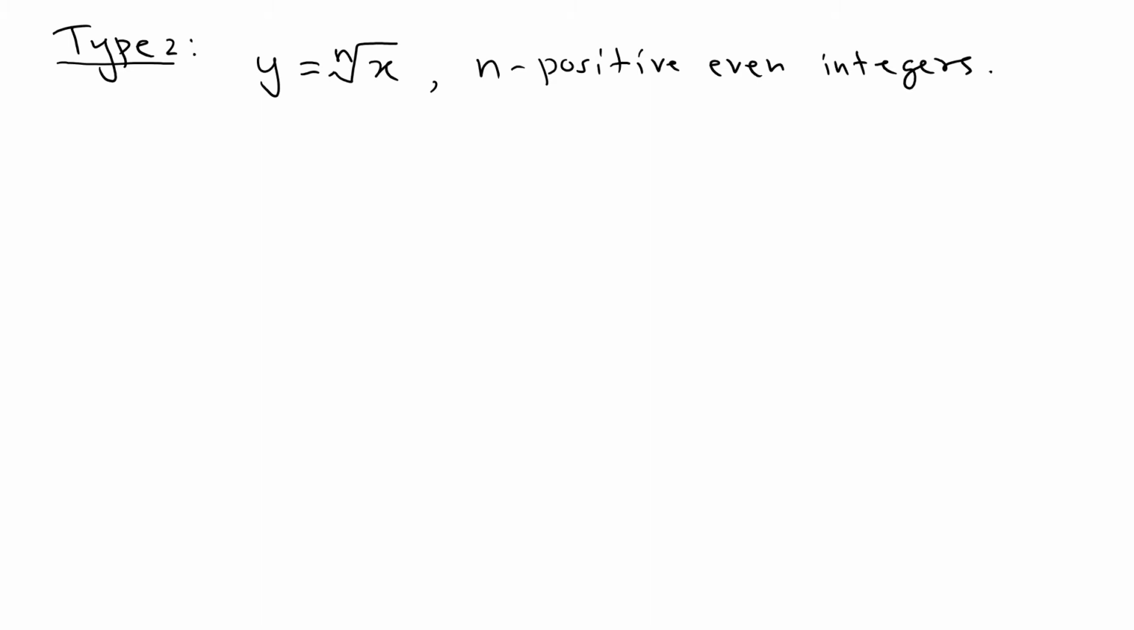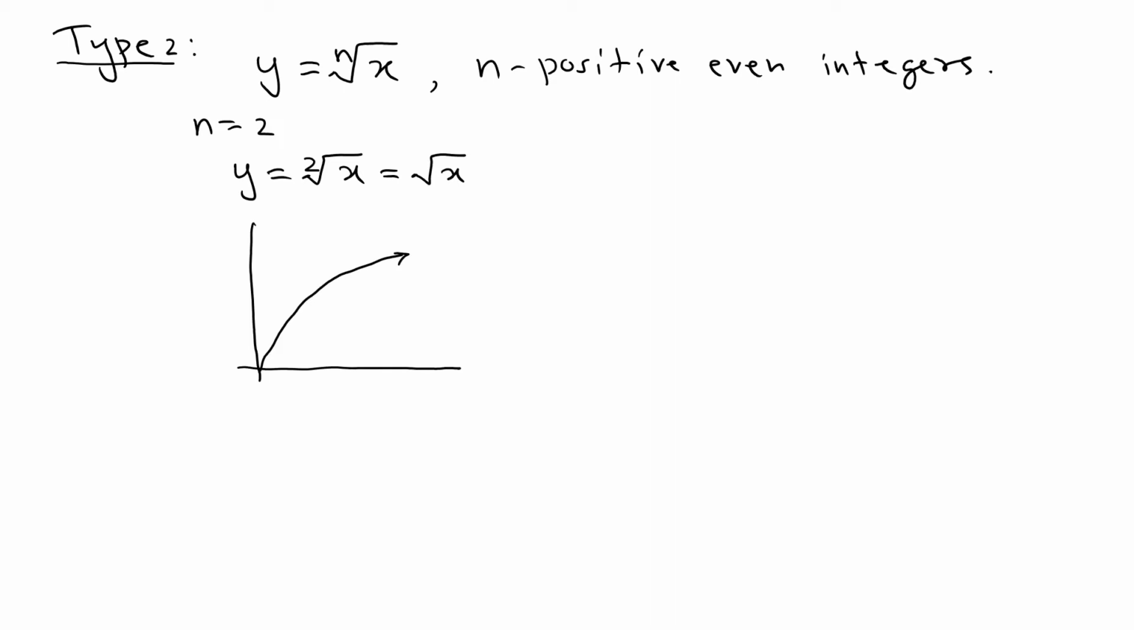But let's see what happens. Let's look at a few cases. We can start with n equal 2. With n equal 2, we get y equal the square root of x, the common square root. We know the shape of the graph, and if you look at it, you can see that part is missing. It's only defined for 0 or positive numbers. It is not defined for negative reals. So in this case you can see there's a problem: x has to be greater than or equal to 0.